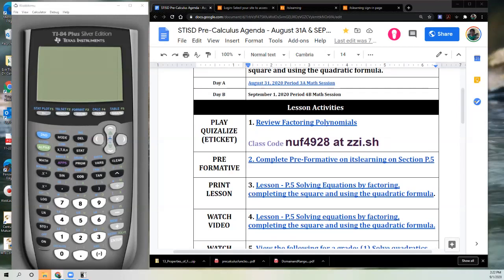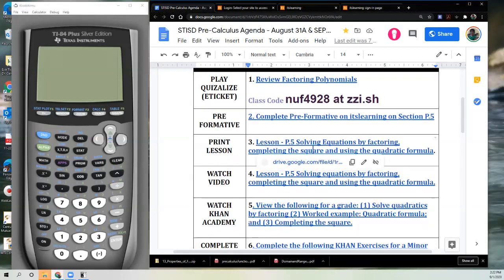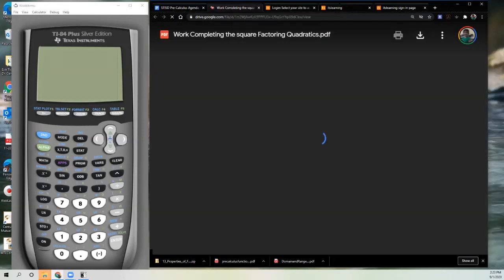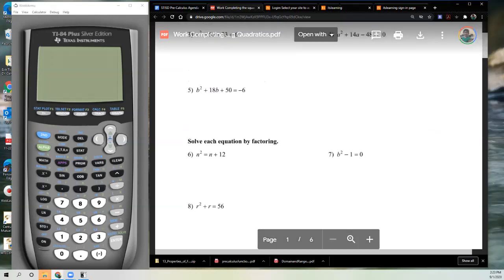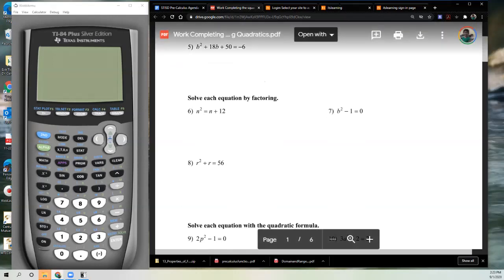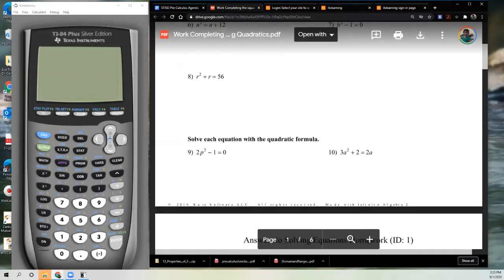Okay, I'm going to go ahead and print out what we're going to be working on. These are the examples that I'm going to be giving you in the video. We're going to solve equations by using the completing the square method. We're going to solve each of these equations by factoring, and then we're going to use the quadratic formula. Make sure you print this out.